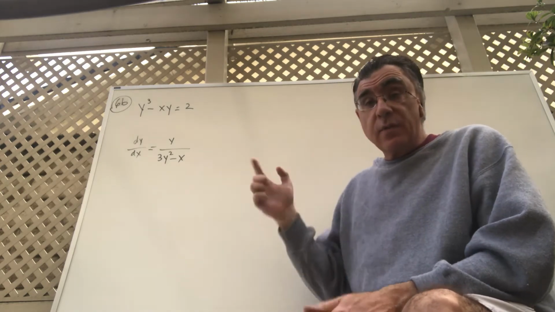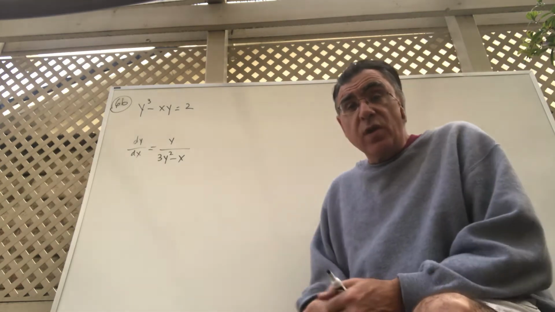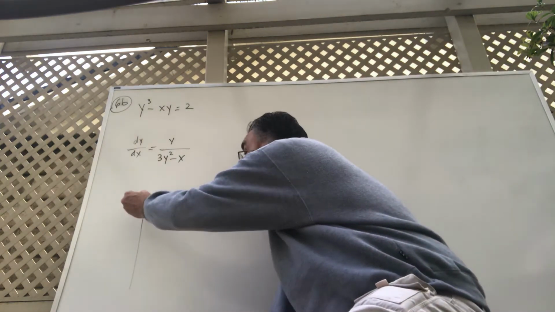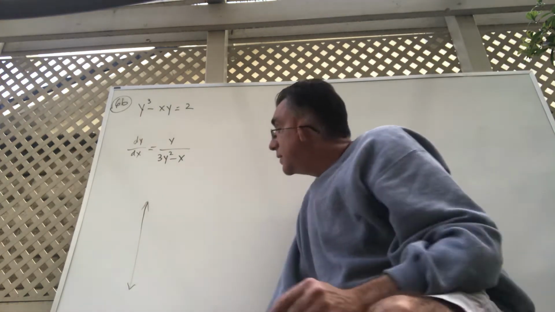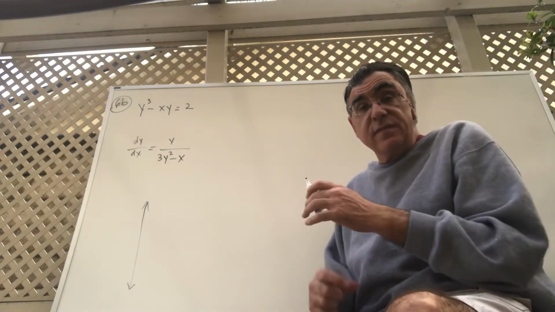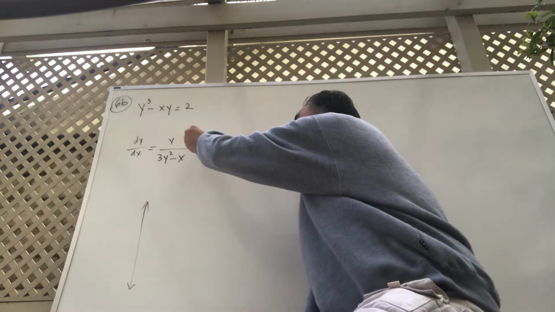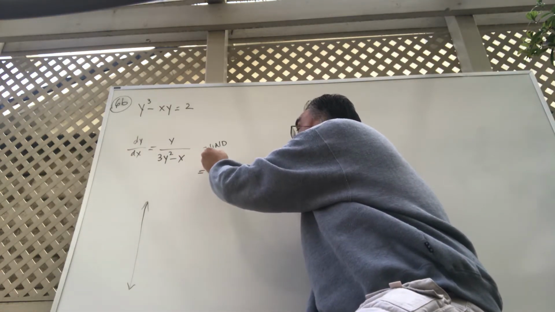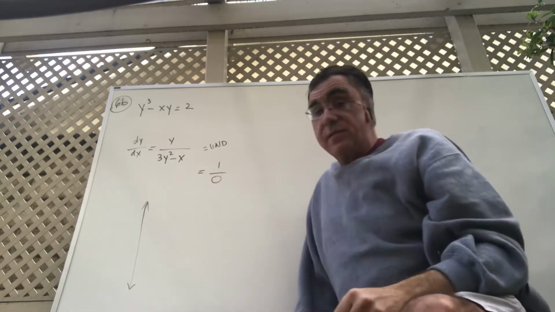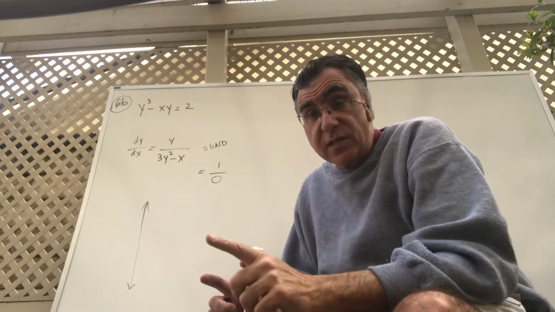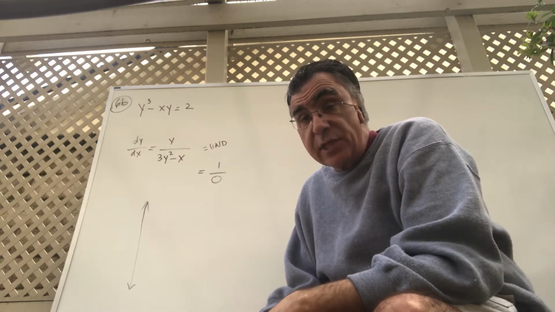Okay, the question is when will there be vertical tangent lines? So we know a vertical line has a derivative that is undefined. So this derivative has to be undefined. What that really means to us is that we're dividing by 0. Now this isn't a super easy question. You have to actually think about it pretty good.